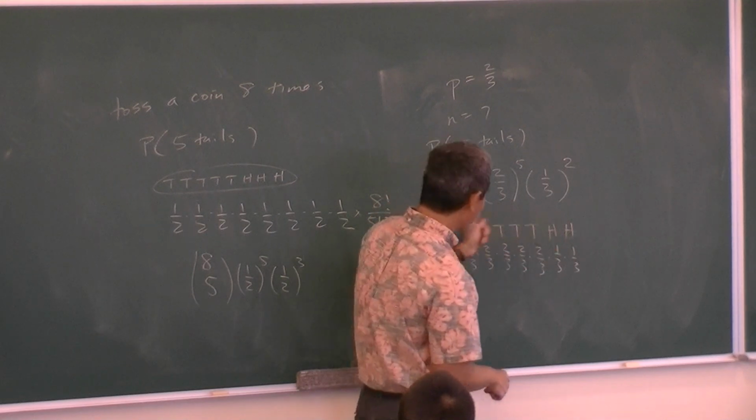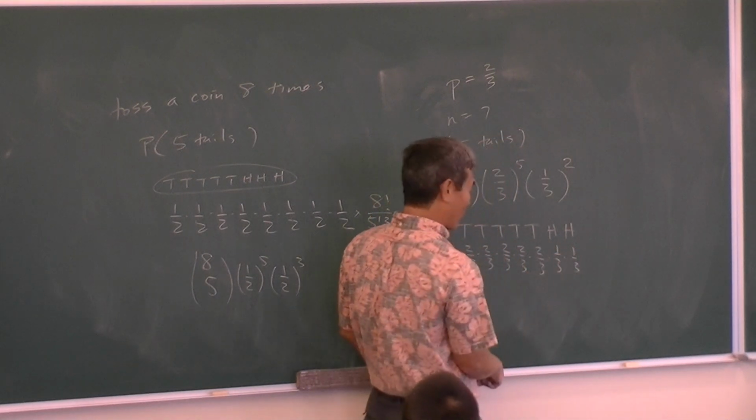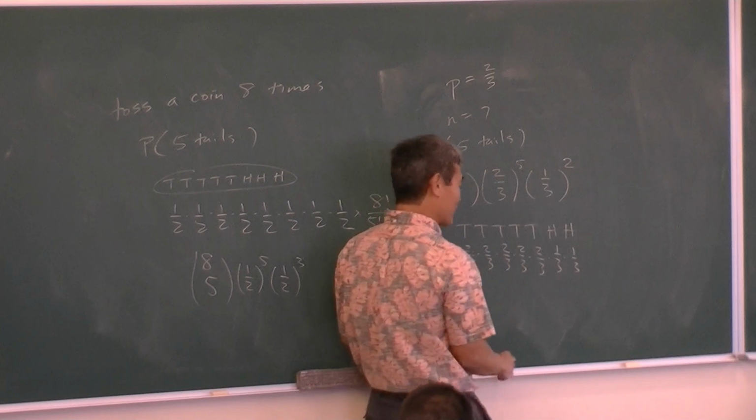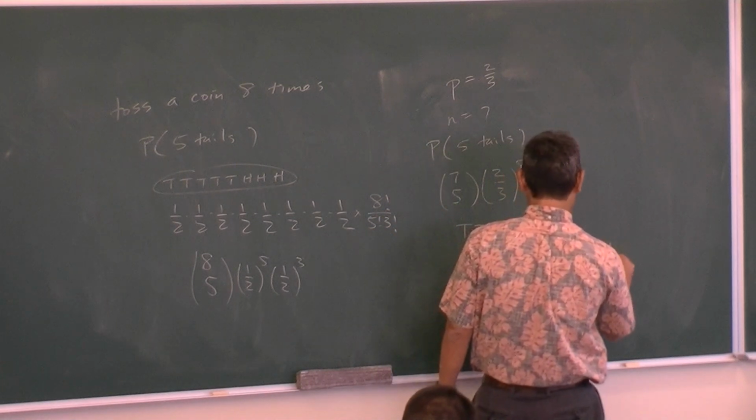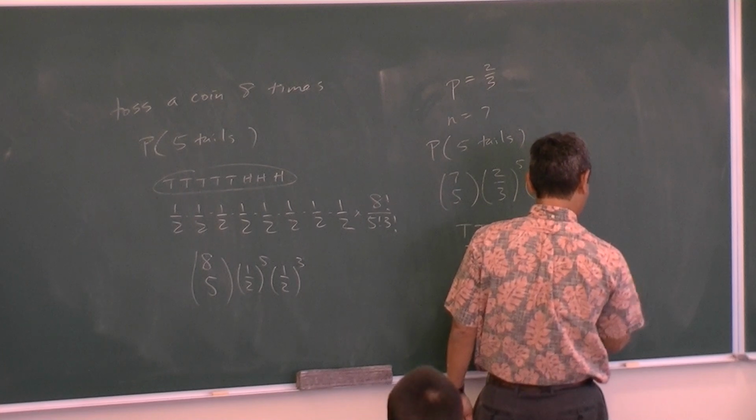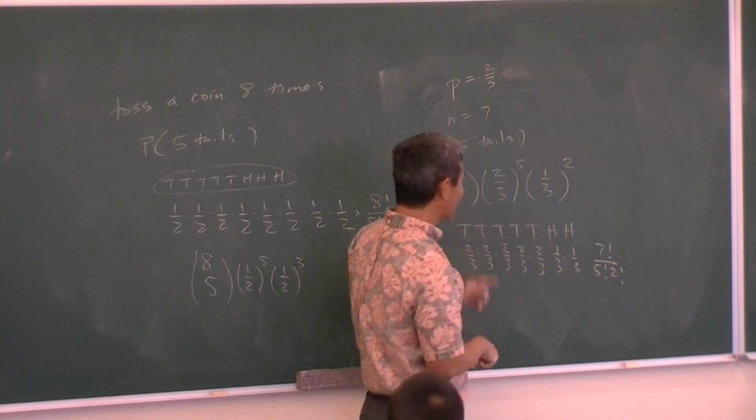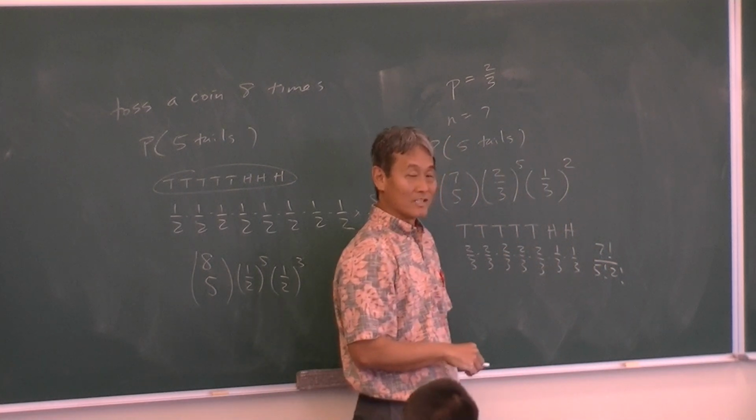No, so how many different orders can you put that in? Well, it's like a 7-letter word. How many 7-letter words can you make with 5 T's and 2 H's? 7 factorial over 5 factorial, 2 factorial. But that's the same thing as 7 choose 5 or 7 choose 2. So it's exactly the same.